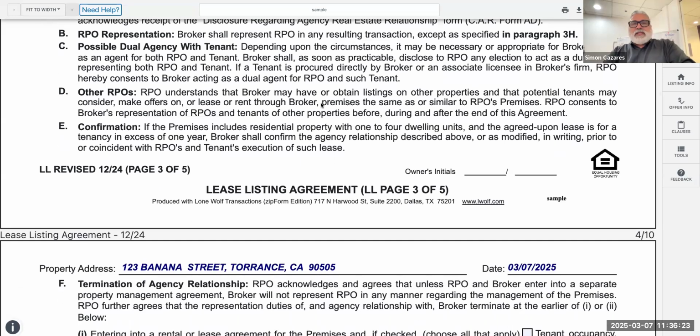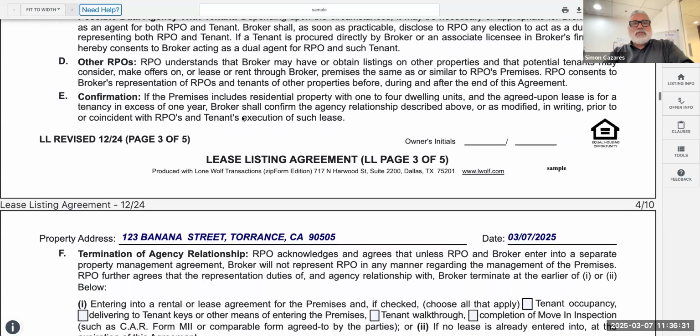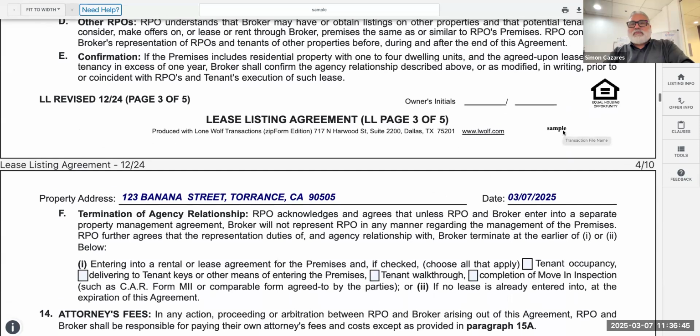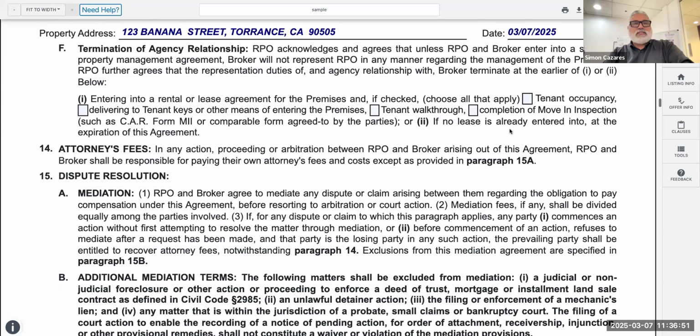Landlord understands the broker may have or obtain listings on other properties and that potential tenants may consider making offers on or lease or rental, and confirmation: if the premises include residential property with 1 to 4 dwelling units and the agreed upon lease is for a tenancy in excess of 1 year, broker shall confirm the agency relationship described above or as modified in writing prior to or coincident with the landlord and tenant execution of this lease.